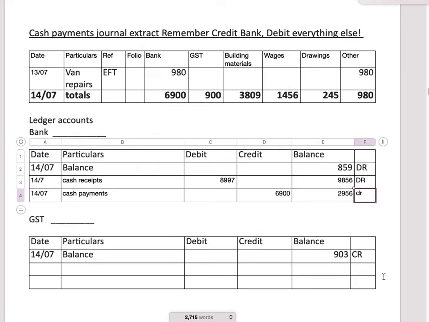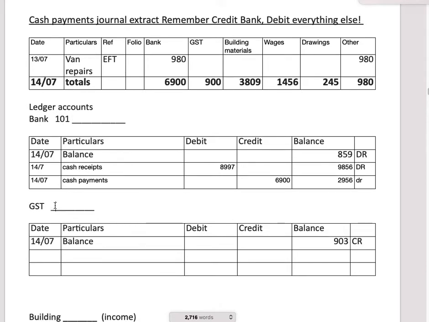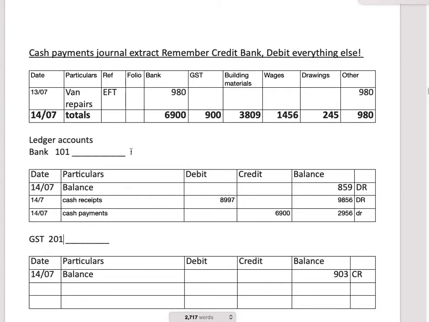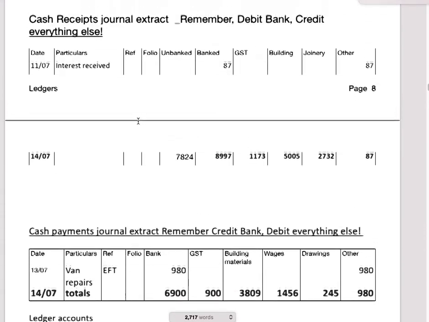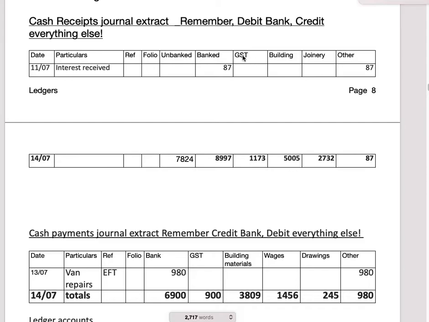Now the next one, first of all, a number. Part of your assessment is if you're going for merit or excellence, you need to be able to give it a number. It needs to have a unique number, and it will start with a 1 because it's an asset. GST is a liability, so we're going to give it a number that starts with a 2, a 3-digit number that starts with a 2. All right, now the GST, if we have a look at our cash receipts journal here, we've got a GST column. We're just going to put that total.